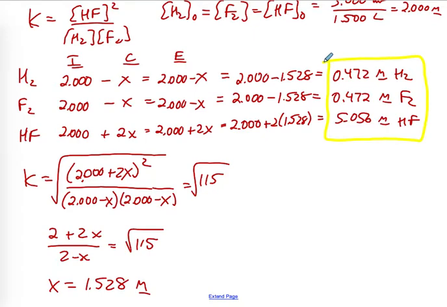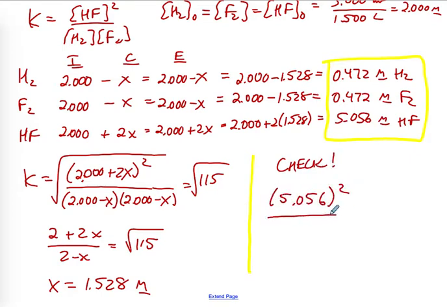Now, you may think you're done, but in these types of harder problems, where you are calculating the final equilibrium position, you must do something very important to check your work. What is that? Well, obviously, you're going to take those quantities, plug them back into the K expression, and make darn sure that the number you get is equal to K, or at least close by sig figs. So to check, I'm going to do 5.056 molar HF squared divided by 0.472 molar H2 times 0.472 molar F2 gives me a value of 115.